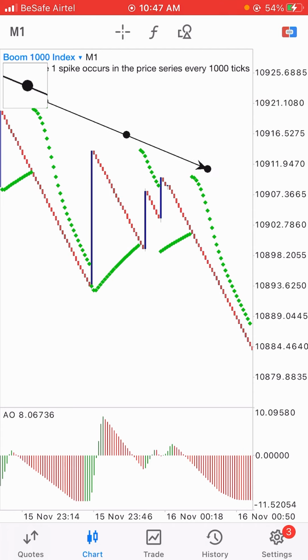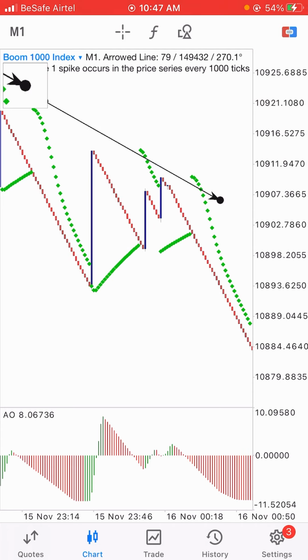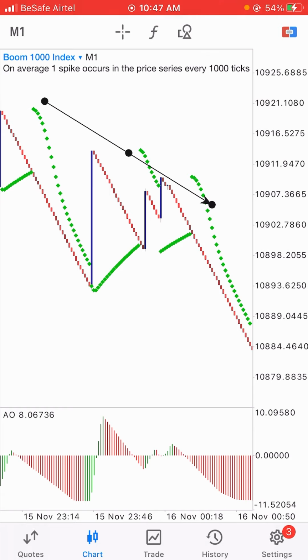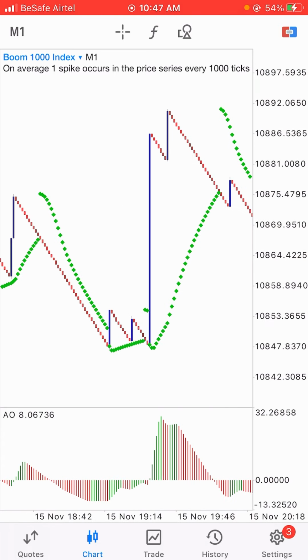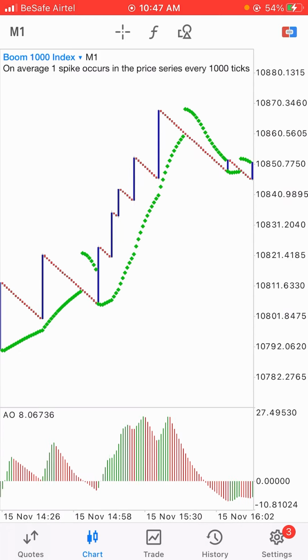It's not advisable for you to be looking for buying opportunities when price is in a downtrend. In Boom, it's not advisable, no matter the number of spikes that you see there. So when price is in an uptrend, you should be looking for buying opportunities.